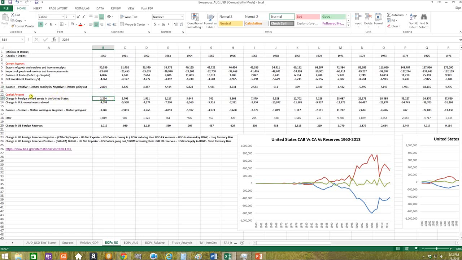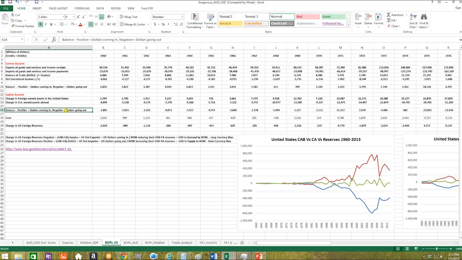When we look at the capital account, we can see what this is made up of. We can see the change in foreign-owned assets in the United States, and we can see this has gone up. And we can see the change in US-owned assets abroad, and we can see this has gone down. And this has gone down more than the amount of assets that are being purchased by foreigners in the United States.